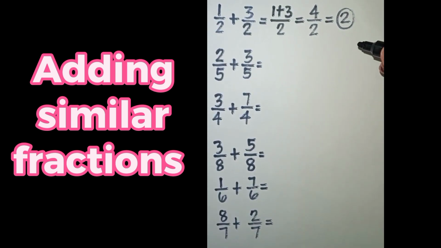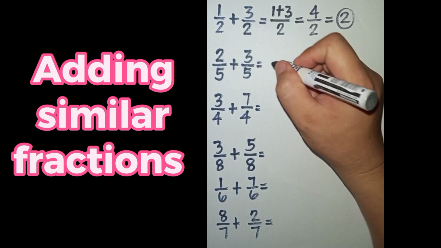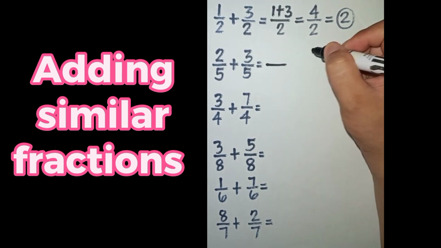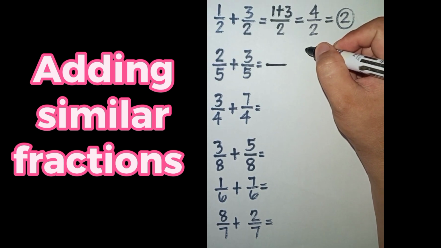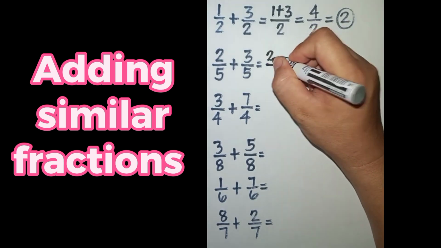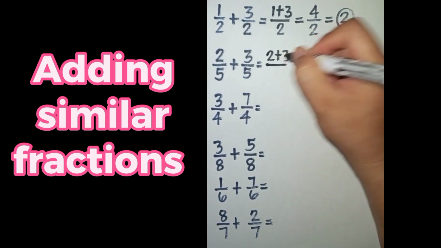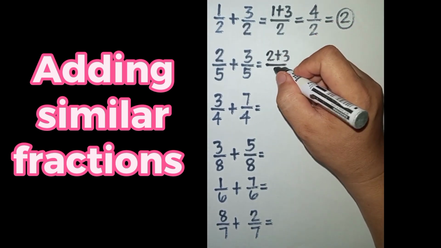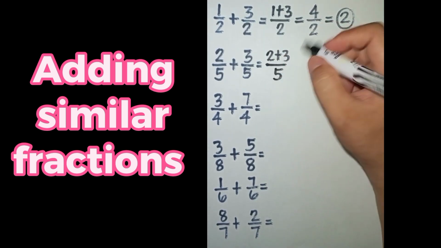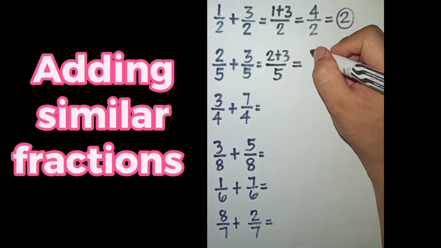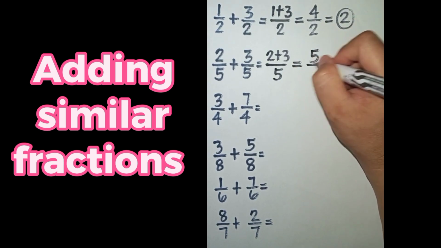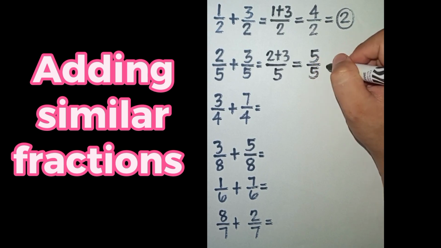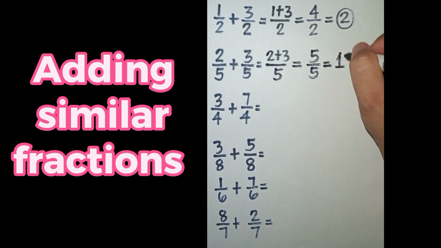Then let's have number 2, 2/5 plus 3/5. So we just simply have to add the numerators, 2 and 3. So 2 plus 3, then copy the common denominator, 5. So that is equal to 5 over 5. Simplify, 5 divided by 5 is equal to 1.